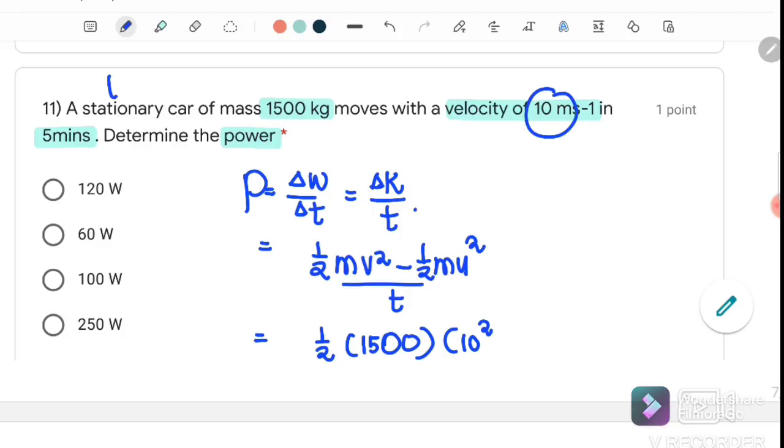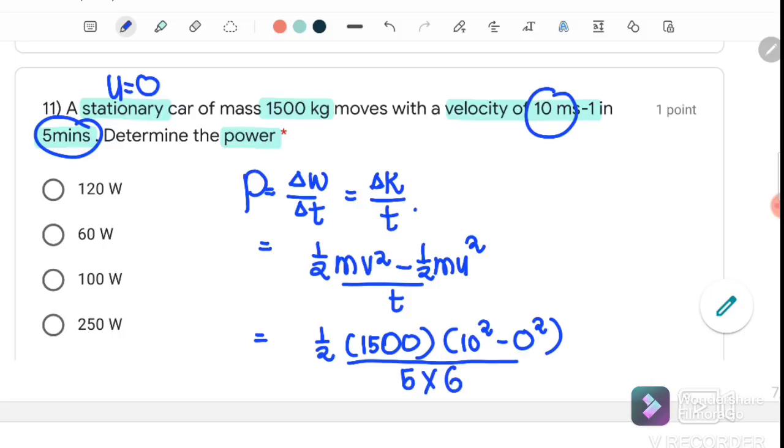And then initially u equals 0 because the question mentioned it is stationary. Okay, so it's minus 0 squared. And the time taken here is 5 minutes, so we must convert 5 minutes into seconds, times 60 seconds. Okay, so the final answer for the power is actually equal to 250 watt. So the answer here is D.